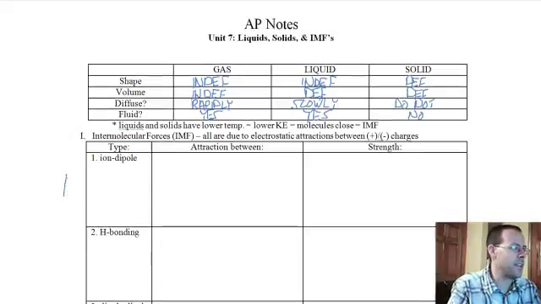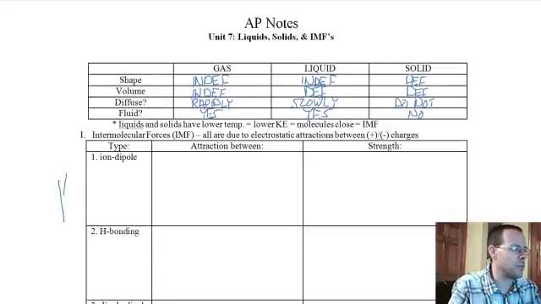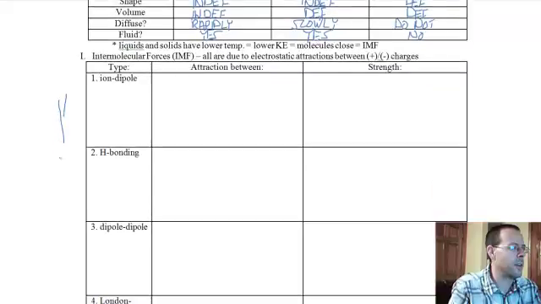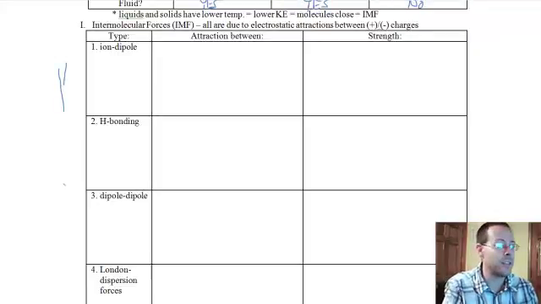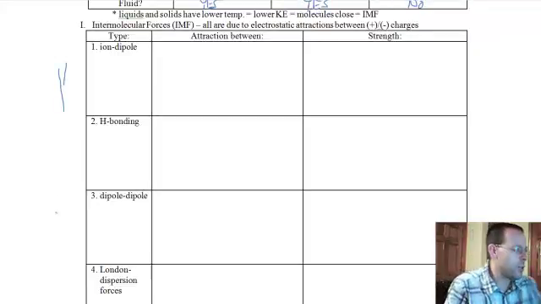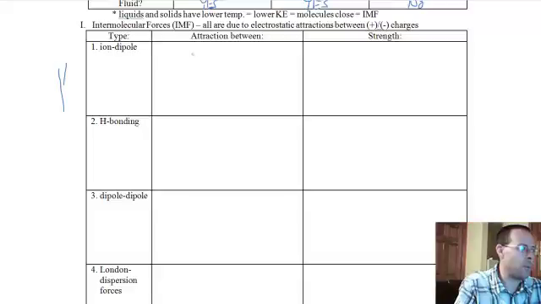Alright, so the next big thing we're looking at is intermolecular forces. Intermolecular forces are due to electrostatic attractions between positive and negative charges. So the first thing we're going to look at is ion-dipole. Based on its definition, it is between an ion and something that has a dipole.